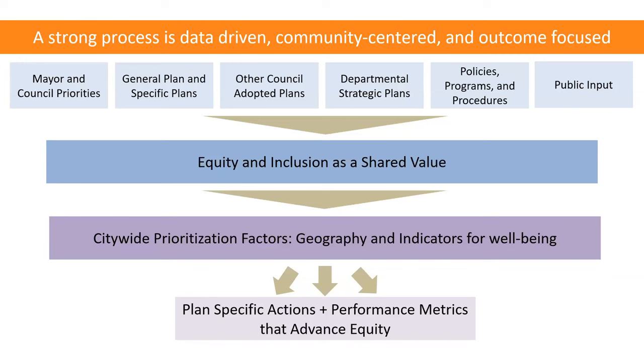prioritizing certain factors. We have some geographic and census indicators of well-being that help us to center what are the problem areas and how we can center the work that the city is doing. And then all that gets rolled into the specific actions of performance metrics in plans that advance equity. So I'm gonna talk about a couple of examples of how we've done this. One is the Equitable Climate Action Plan in Oakland and our mitigation plan. Next slide, please.